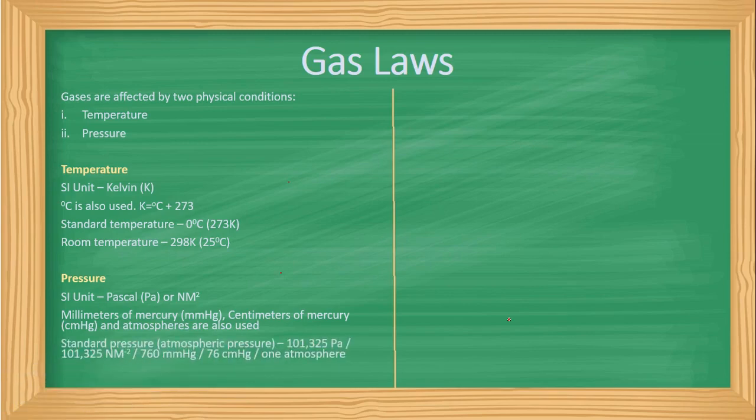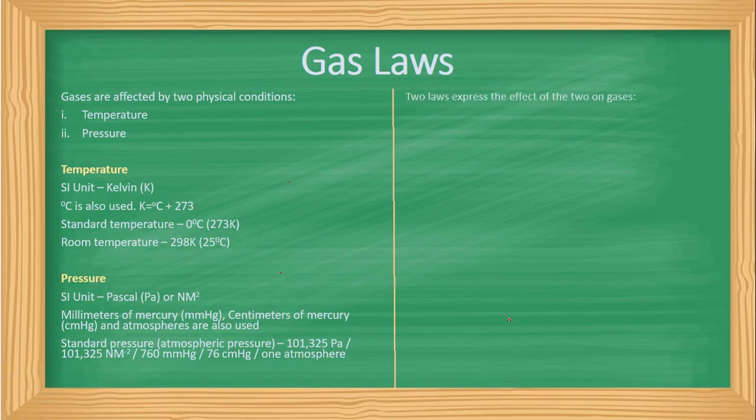So standard pressure or atmospheric pressure is normally 101,325 Pascal or 101,325 newtons per meter squared. It is also equal to 760 millimeters of mercury or 76 centimeters of mercury, and also equal to 1 atmosphere.